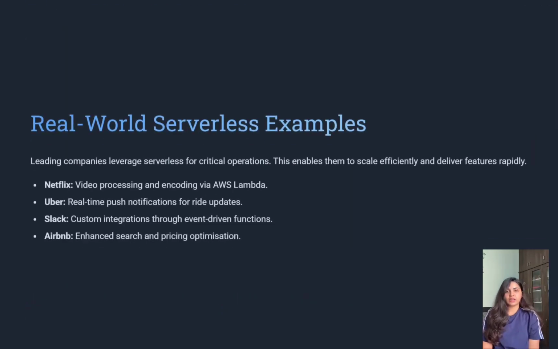Where is serverless actually used in real time? First up, it's Netflix. Uses AWS Lambda to process and encode videos as they are uploaded. Second, it's Uber. Sends real-time push notifications to users based on ride updates. Third, Slack. Manages custom integrations via event-driven functions. And fourth, Airbnb. Uses serverless to enhance search and optimize pricing models. These companies chose serverless to scale fast, cut costs, and deliver features faster.